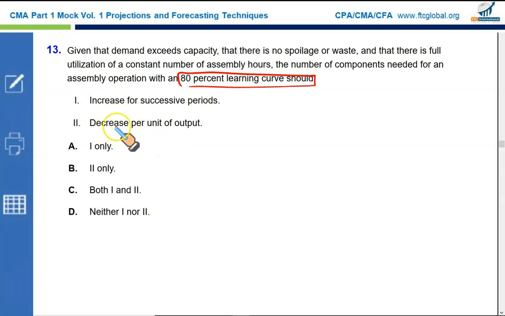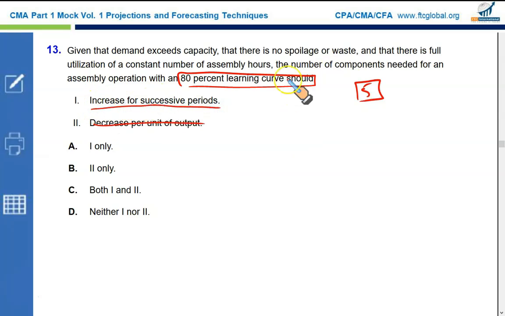Well, this is incorrect. Not decrease per unit of output, because if there are 5 components to be added in an item, every time you produce you need 5 components, so it's not going to decrease with the passage of time. What is going to increase is the number of components required by workers, because when the workers become more expert, they will take more inputs of these components to make the output. So that is going to increase.